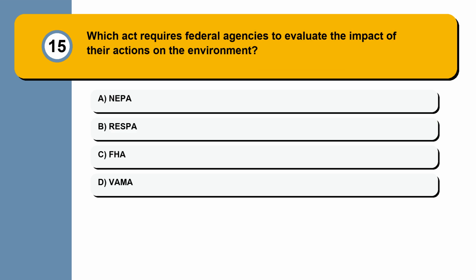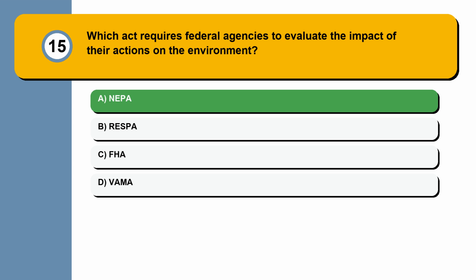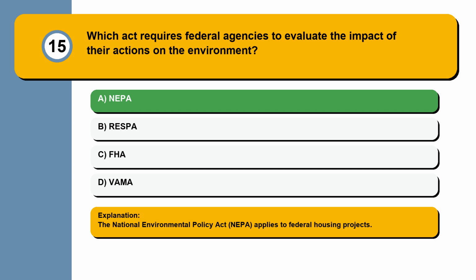Question 15. Which act requires federal agencies to evaluate the impact of their actions on the environment? NEPA, RESPA, FHA, VAWA. The National Environmental Policy Act, NEPA, applies to federal housing projects.